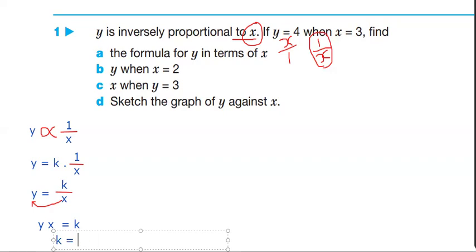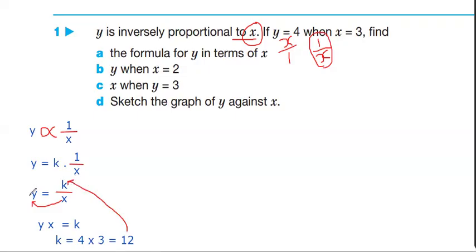So 4 times 3, like this. So this means k will equal 12. So I end up with 12 as a constant of proportionality. So the k is 12. Now, to finish the formula, I'm going to take back the constant of proportionality and put it back in this place.